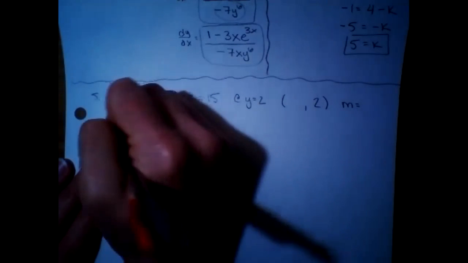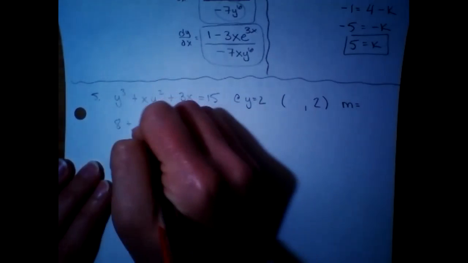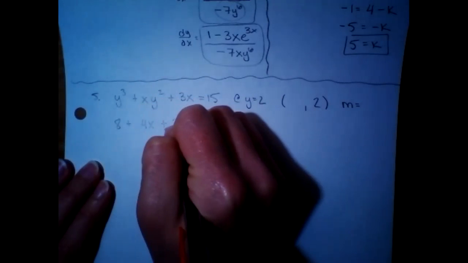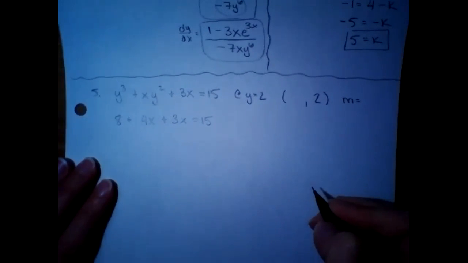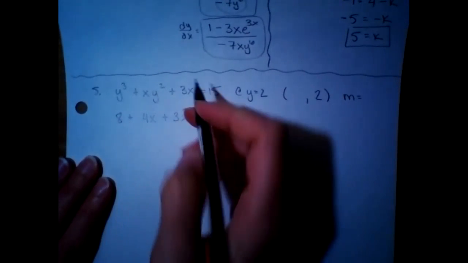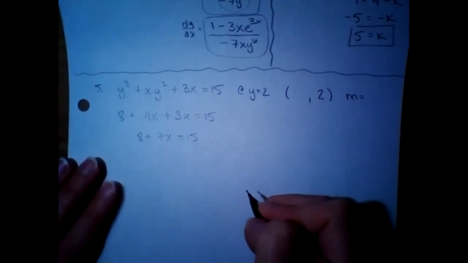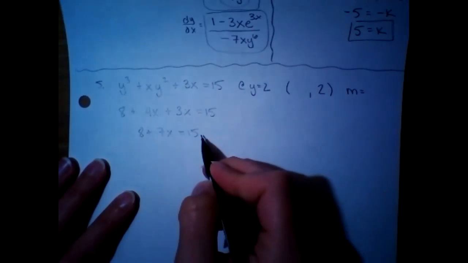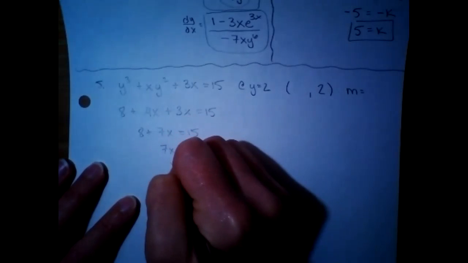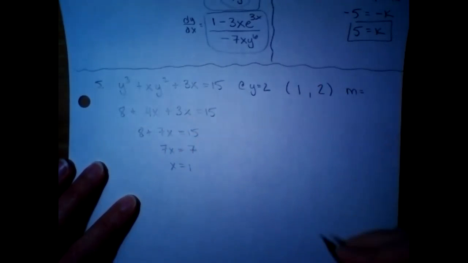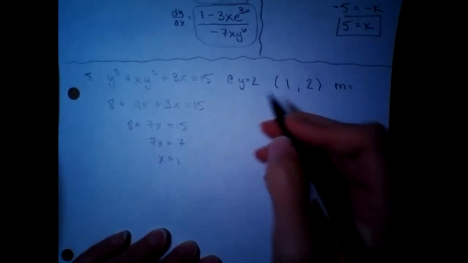All right, so 2 cubed is 8. 2 squared is 4, so this will be 4x plus 3x equals 15. And so this will be 8 plus 7x equals 15. And I'm going to subtract over the 8. That'll give me 7, and so x is 1. So that is the point. We just plugged in and solved.